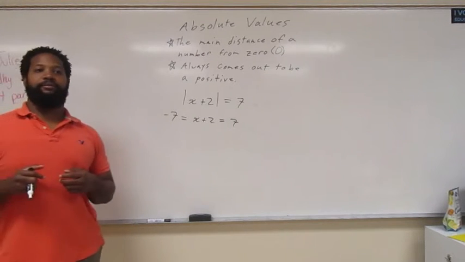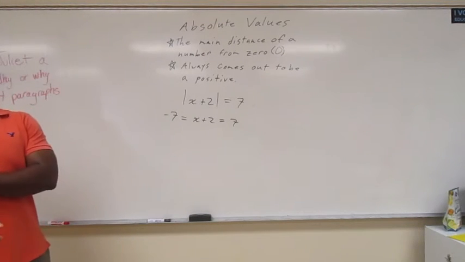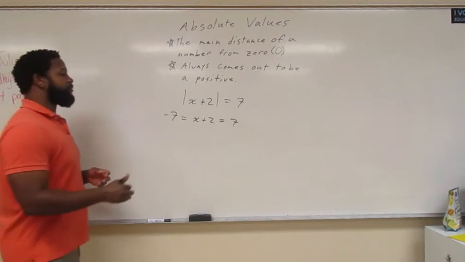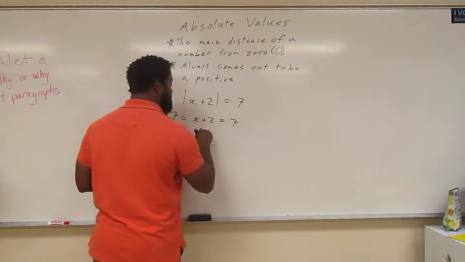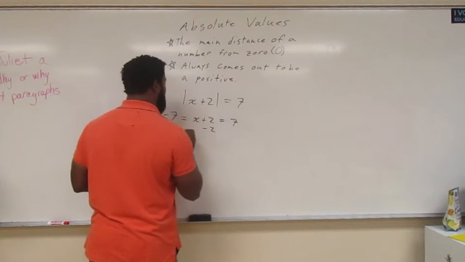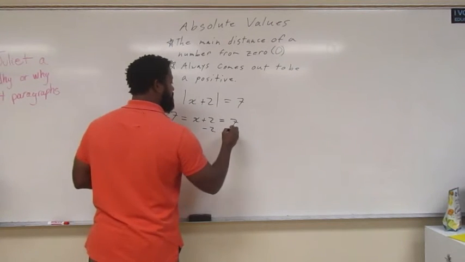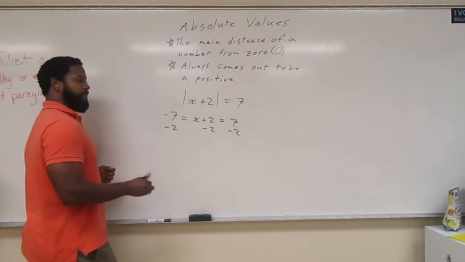Get the x by itself. What do we do? You subtract it. We subtract 2. What we do on this part, we do on the other. Both sides, but it'd be the opposite of the other. So it'd be -9 and 5.